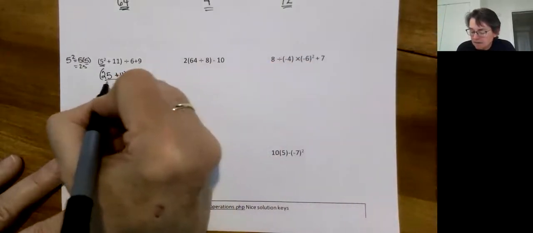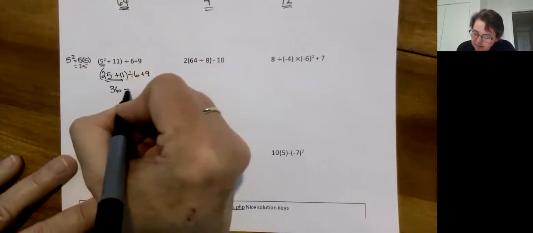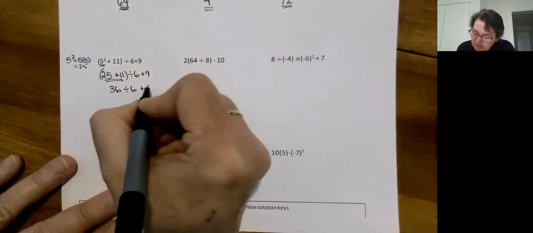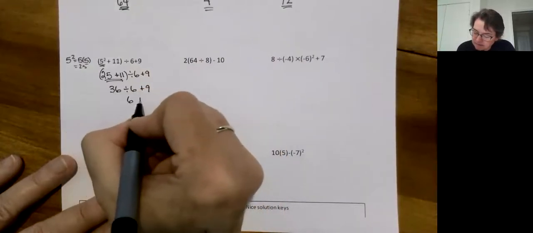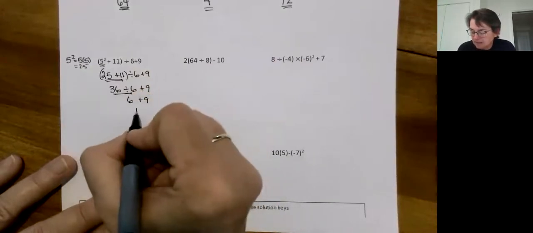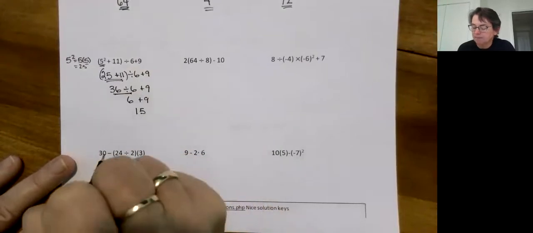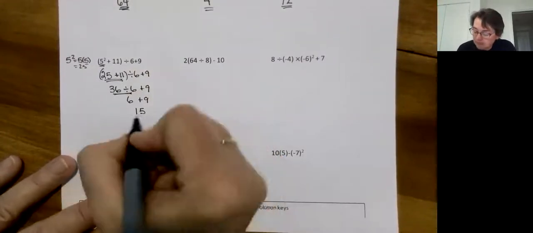We have to finish off our brackets first. 25 plus 11 is 36. Divided by 6 plus 9. 36 divided by 6 is 6 plus 9. Oops. And 6 plus 9 is 15. So yeah, some of the questions are getting a little longer, but it's okay.